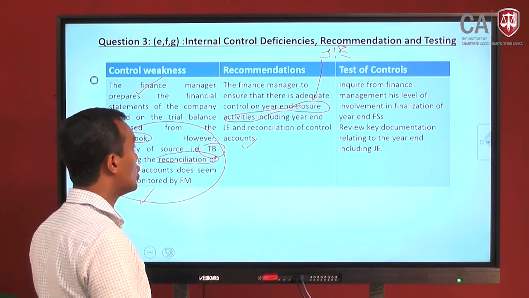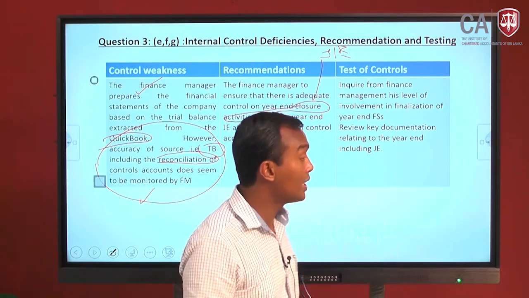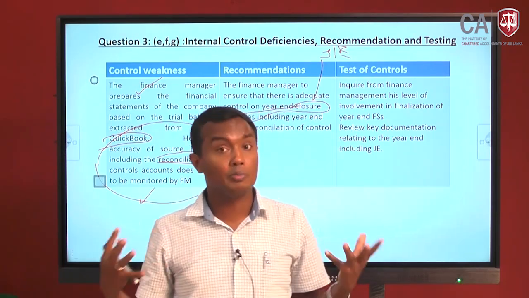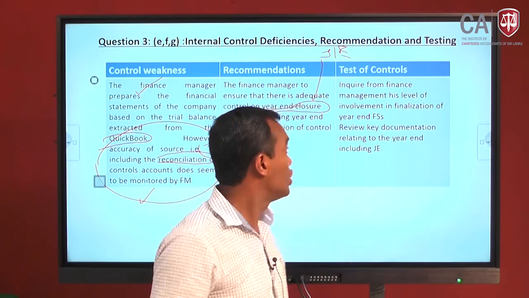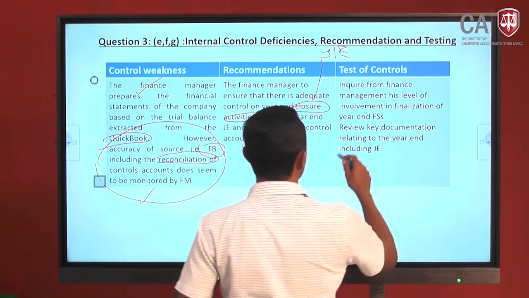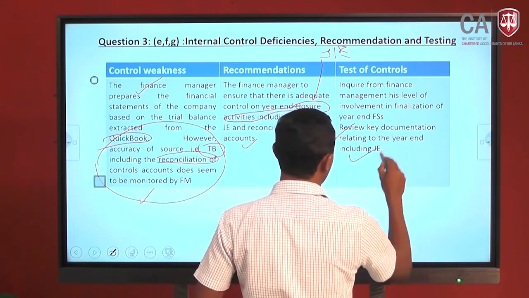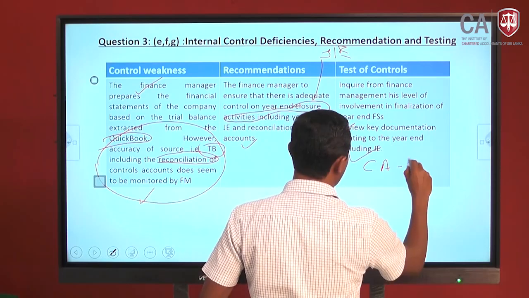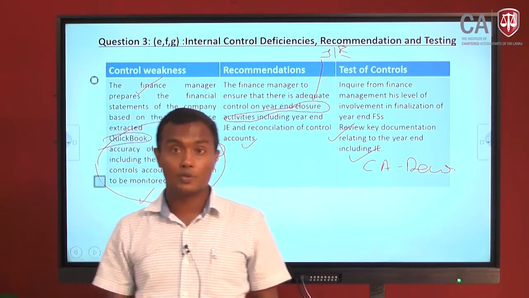So, as a control, again the simple way is to inquire from the finance manager what controls you exercise when you prepare year end accounts, especially on the closure process. In addition, you can review main documentation relating to the year end, especially journal entries and the control account reconciliation, those you can check. So, that is the complete answer for that question.